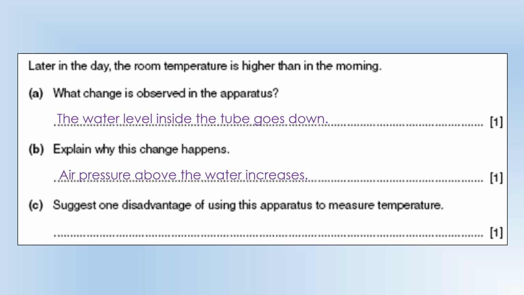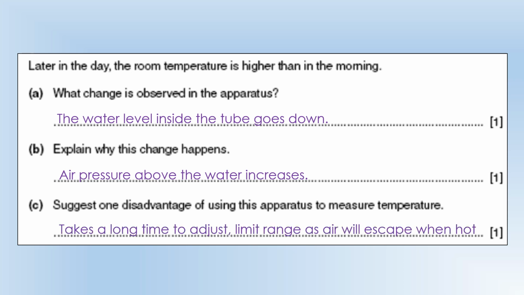So that's why the air pressure above the water increases and it pushes the water level down, and that's why we see that effect. Just one disadvantage of using this apparatus to measure temperature: it's going to take quite a long time to adjust. It takes time for energy to be transferred to the air to expand and to push the liquid, so it's quite a slow response time. And the other thing is, when you reach a certain temperature, the air is actually going to be pushed out of the tube entirely, and the bubbles will start escaping, and your equipment is no good anymore.